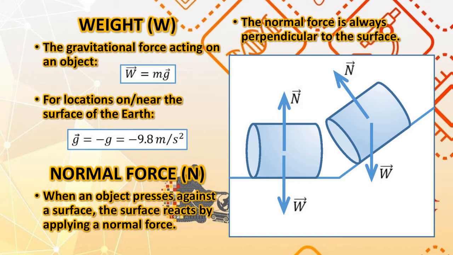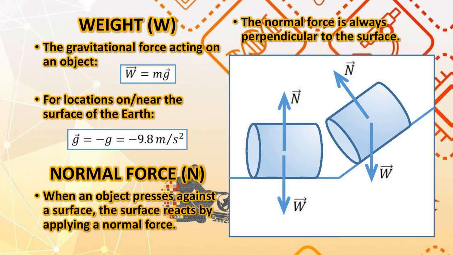Before we go to force analysis, let's look first at some forces that you might encounter in this course. So some common forces for this course, for basic physics. First, we have weight, variable capital W. Weight is basically the gravitational force acting on the object.